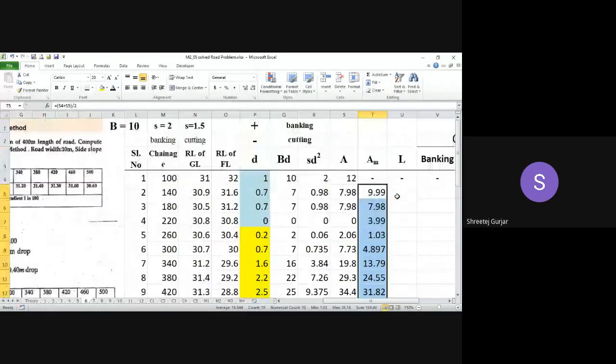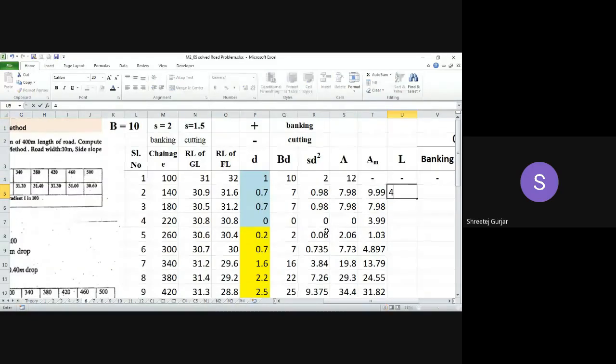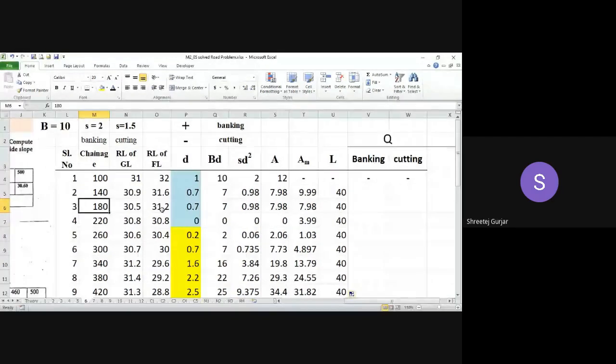Okay. So I've calculated area. Now what about length? I will just write it is 40 everywhere, right? It is 40. You can observe it is 40 everywhere. So I'll just write 40 and drag. Or else if you want, you can do 140 minus 100, 180 minus 140, you can do it this way. But here it doesn't matter because it is the same everywhere. Okay.